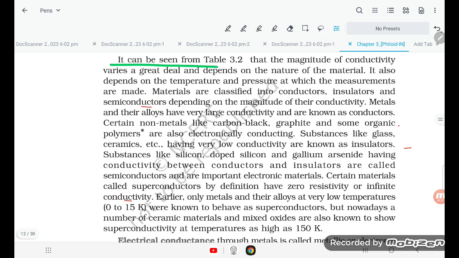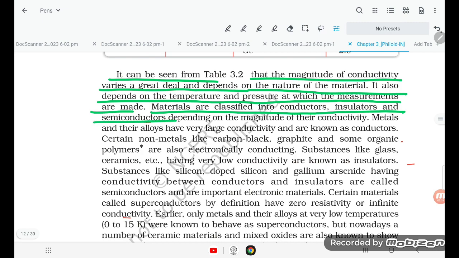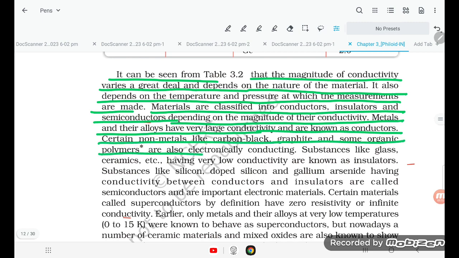It can be seen from Table 3.2 that the magnitude of conductivity varies greatly and depends on the nature of the material. It also depends on the temperature and pressure at which the measurements are made. Materials are classified into conductors, insulators and semiconductors depending on the magnitude of their conductivity. Metals and their alloys have very large conductivity and are known as conductors. Certain non-metals like carbon black, graphite and some organic polymers are also electrically conducting. Substances like glass, ceramics, etc., having very low conductivity are known as insulators.